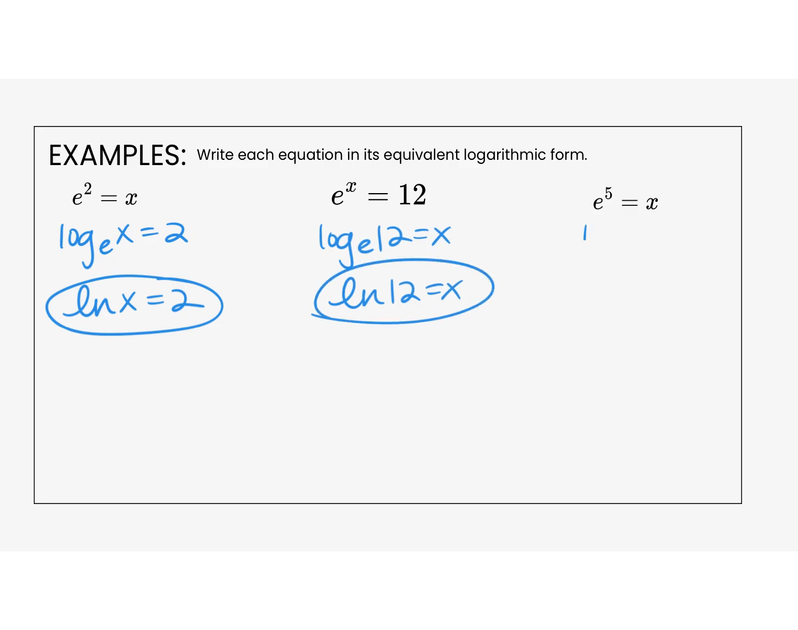E to the 5th equals x, that would be log base e of x equals 5, so we would write the natural log of x equals 5. As you get more practice with this, you might be able to skip this middle step, but for right now, I'm writing it so you understand where those numbers are coming from.